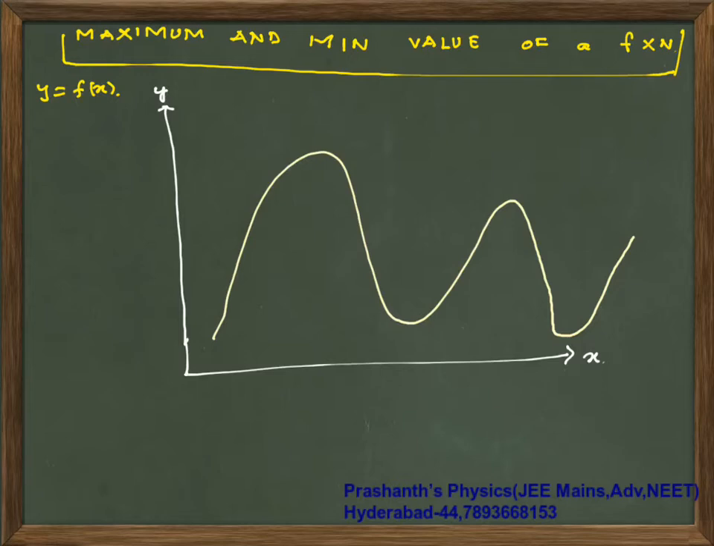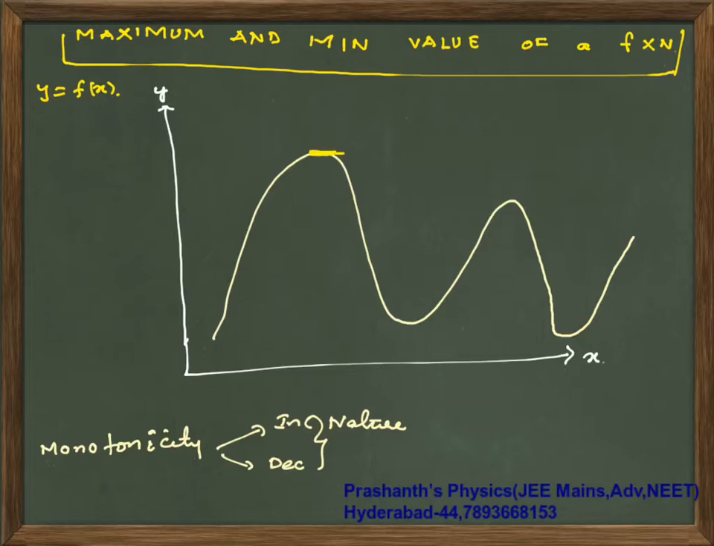Now in maths there is something called monotonicity. Monotonicity means increasing or decreasing nature is only called monotonicity. So monotonically means either only increasing or only decreasing. Now where is this curve monotonically changing? This curve is changing its monotonicity at this point.